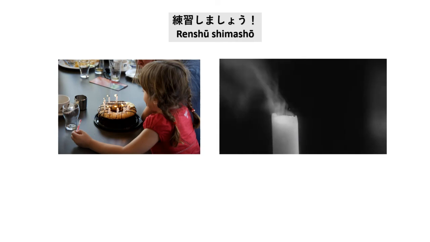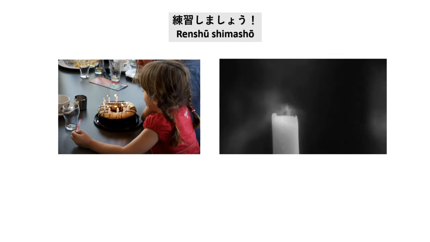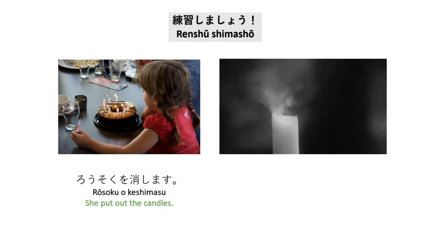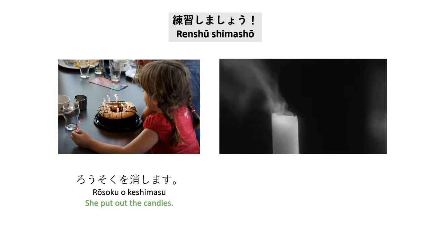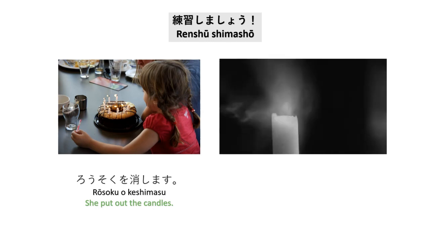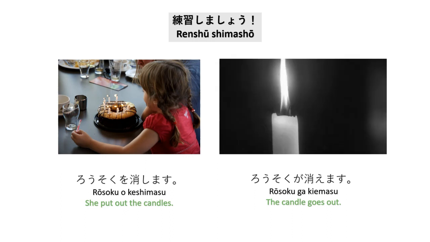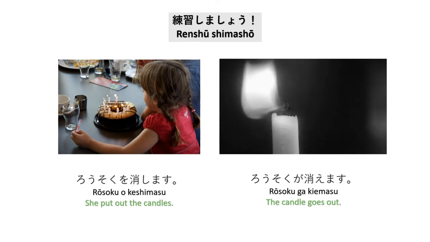Next, the candles go off. Rosoku o keshimasu. So she put out the candles. So again, there is an object and a subject. And then for the intransitive verb, rosoku ga kiemasu. It comes from kieru. The candle goes out because of the strong wind. Rosoku ga kiemasu.